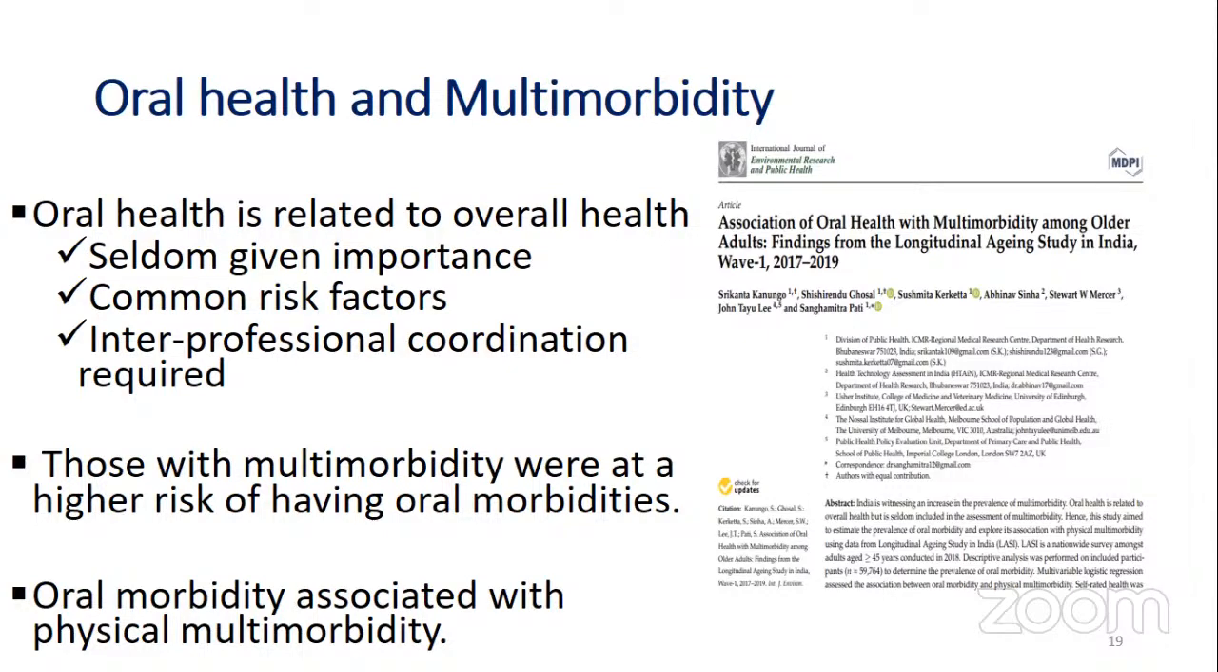Moreover, it is also important because now we have the concept of health and wellness centers in India, which are primary health centers whose scope has been broadened. Within those primary health cares or health and wellness centers, dental treatment is now also available. So interprofessional coordination is required, so that both oral health as well as physical health could be equally taken care of. And we observed that those who had oral morbidities also had a higher chance of having physical morbidities in this study.